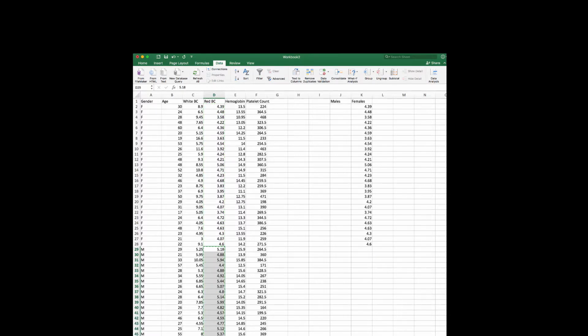These are all of the males. It's okay if there's not the same number of each. And now I have two categories, males and females.